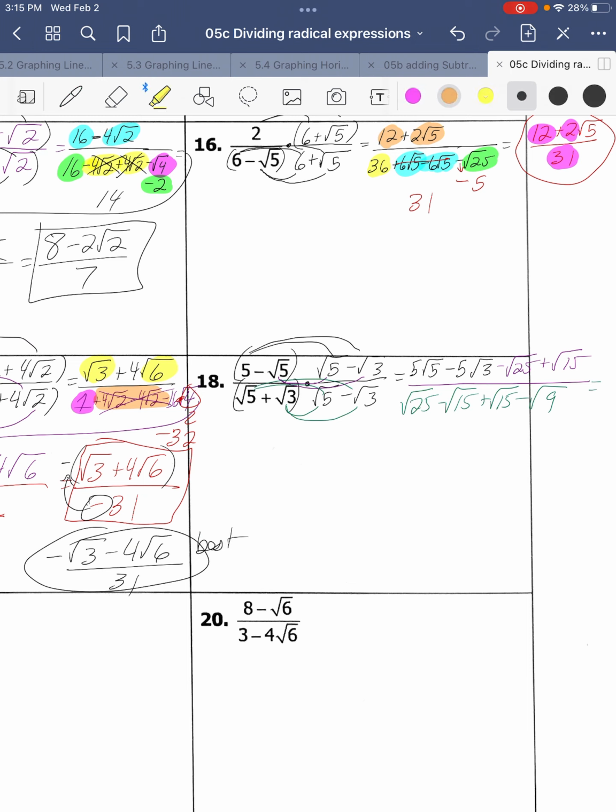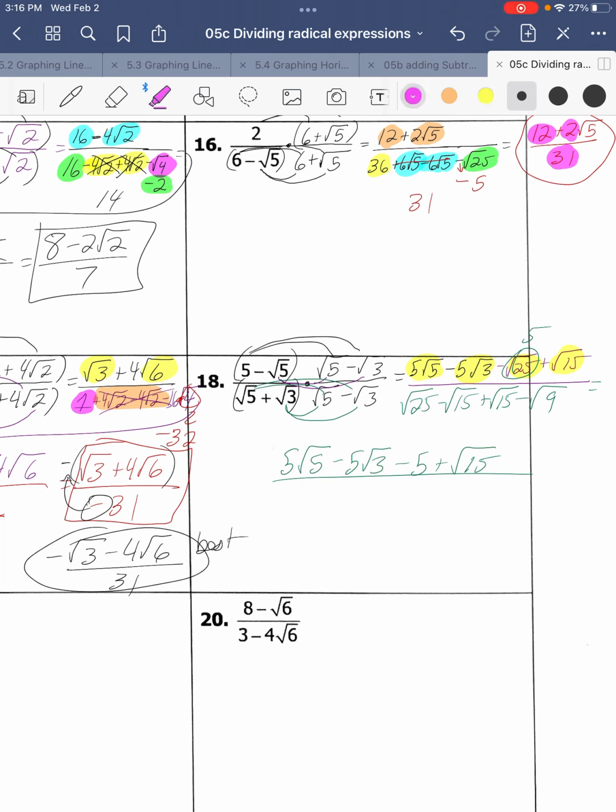Look to see what we can combine, like term-wise, in the numerator, anything? No. So no like terms. Well, we can simplify, I believe the only one is 25. Square root of 25 is 5. So in the numerator I have 5 square root of 5 minus 5 square roots of 3, subtract 5, plus square root of 15. That doesn't break down, it's just 5 and 3. So no, can't simplify that square root.